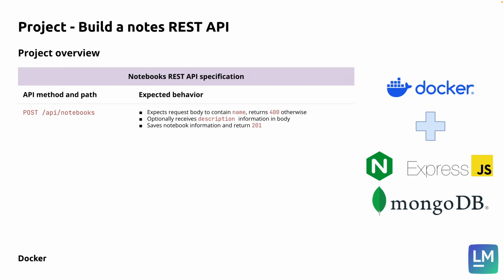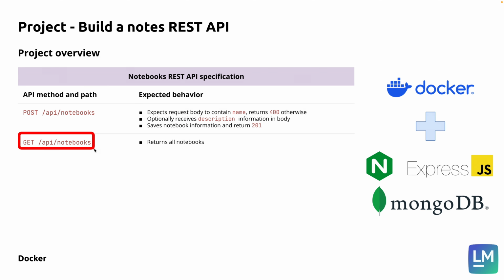Once again, I would highly encourage you to give it a try and implement this project on your own. So here are some of the specifications for the REST APIs for both the notebooks, and the nodes is coming in the next page. Let's start with the notebooks first. Post requests to the /api/notebooks endpoint are expected to include a name in the request body, and if that's not the case, the service should return 400. It's also possible to receive a description in the body, and if everything is valid, then we should save the notebook information and return a 201.